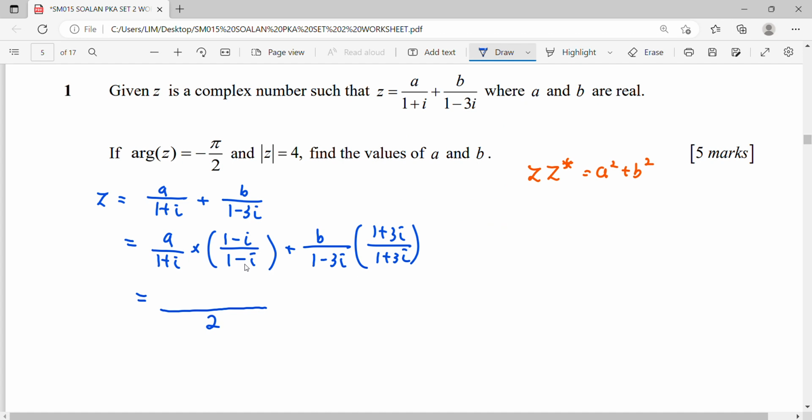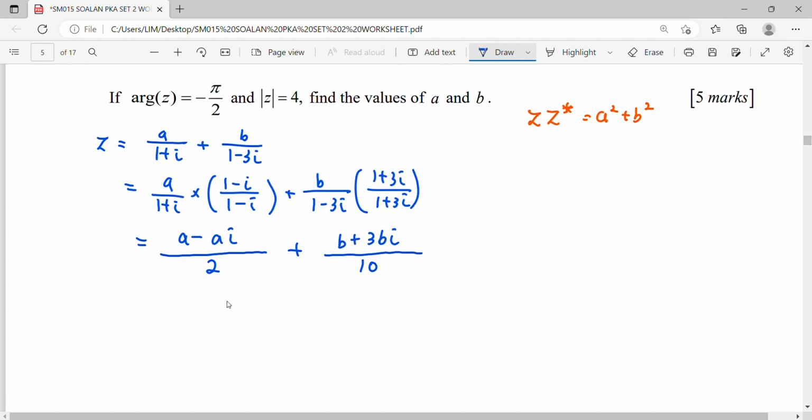Alright, so for the numerator, we just expand like usual. So repeat, for this complex number and its conjugate, 1 square plus 3 square, so it will give you 10. Then you can look at the real part. So a over 2 is your real part. A over 2i is the imaginary part.